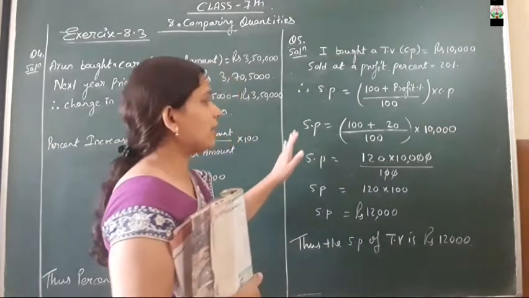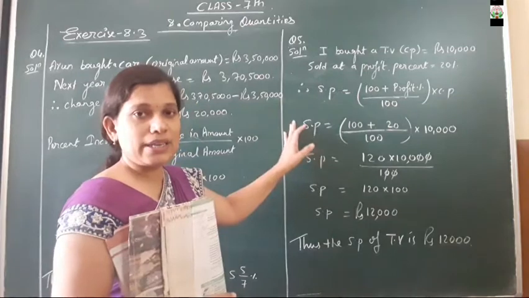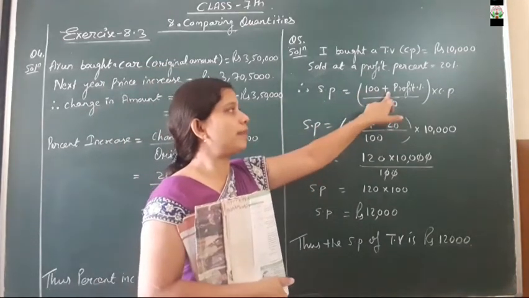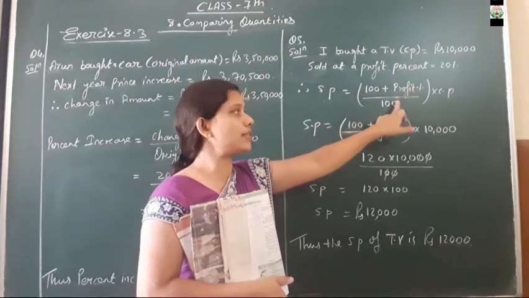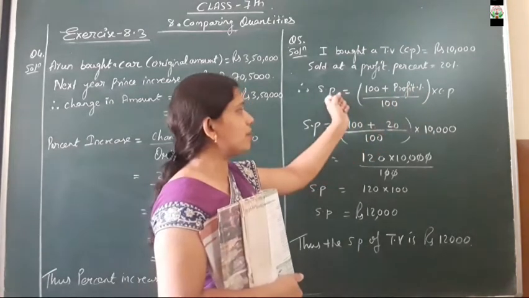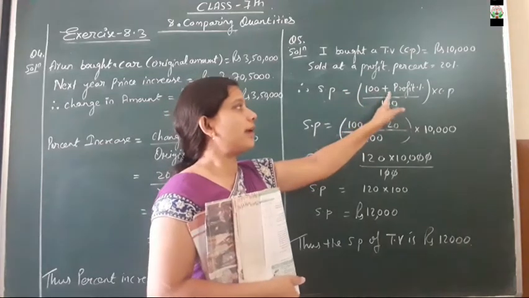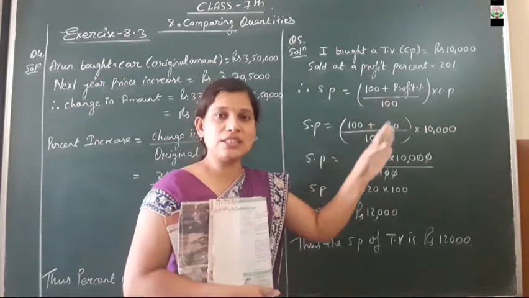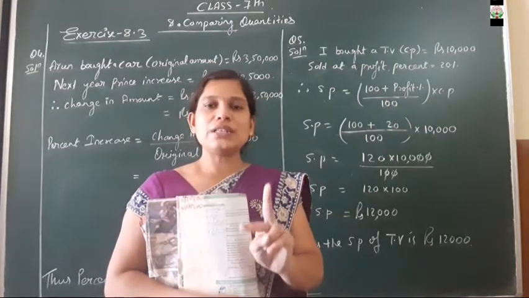As I had given you the formula for selling price, when there is a profit, the selling price formula is 100 plus profit percent upon 100 into CP. When there is a loss and we have to find the selling price, then it is 100 minus loss percent upon 100 into CP. This is the formula for finding the selling price when there is a profit percent and a loss percent.